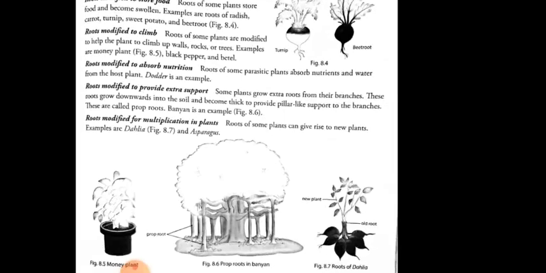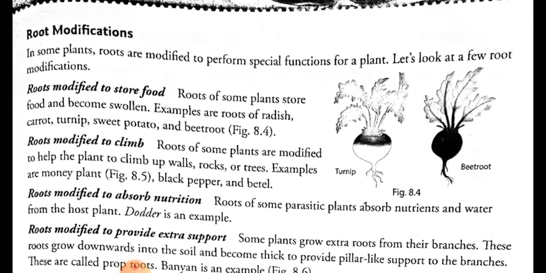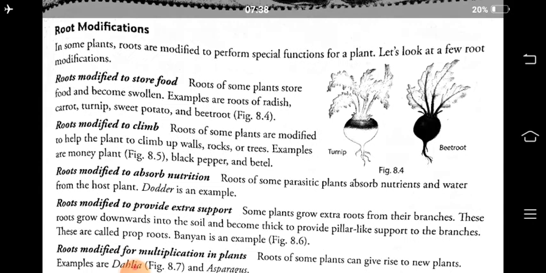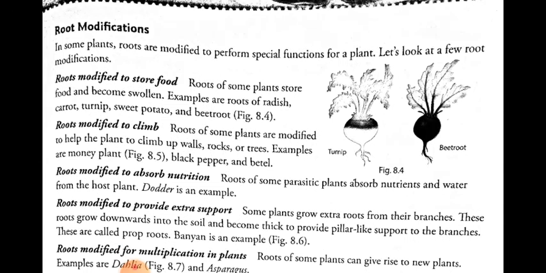Then we saw the root modification system. In some special plants, some of the roots were specially modified for special functions. For example, in some plants, roots were modified to store food and become swollen. Examples were carrot and turnip. Another function was that roots were modified to climb, as in the case of the money plant we have seen.